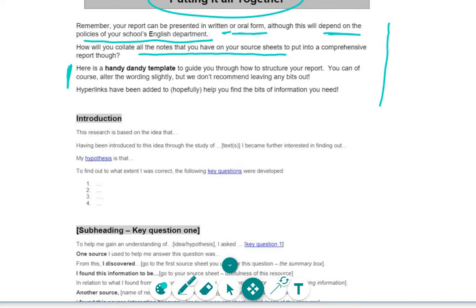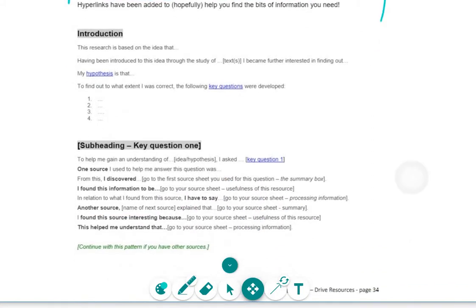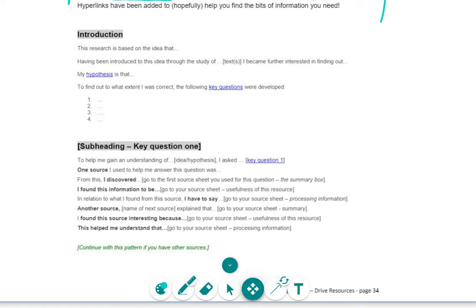So as I said before, you can of course alter the wording slightly, but we don't recommend really leaving any bits out. Listen, if you are a fluent, amazing writer and you really understand how to structure an inquiry, go for gold. If you don't, then just lean on this. It will guide you through. And then from there, you'll probably find that you can edit and really push some more. But here's the bones of it. So here we have the introduction.